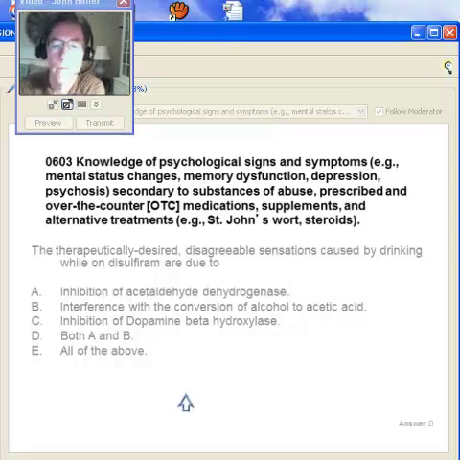So the therapeutically desired disagreeable sensations caused by drinking while on disulfiram are due to what? Both A and B. Inhibition of acetaldehyde dehydrogenase and inhibition of dopamine beta hydroxylase. Excuse me, I read that wrong. Interference with the conversion of alcohol to acetic acid. So it causes 2 changes: inhibition of the acetaldehyde dehydrogenase and interference with the conversion of alcohol to acetic acid. So that's what makes you feel uncomfortable when you're taking disulfiram.